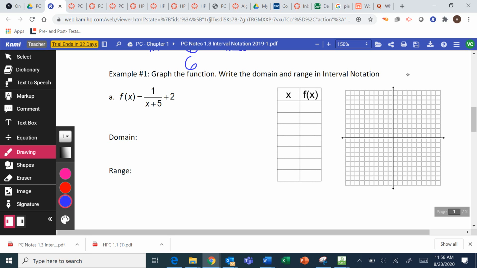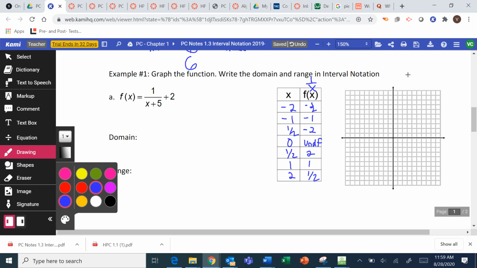So if I'm using my parent function 1 over x, I like to use -2, -1, a half, 0, a half, 1, 2, and I will get -a half, -1, -2. I will get undefined here, then 2, 1, and a half. So that's my parent function.